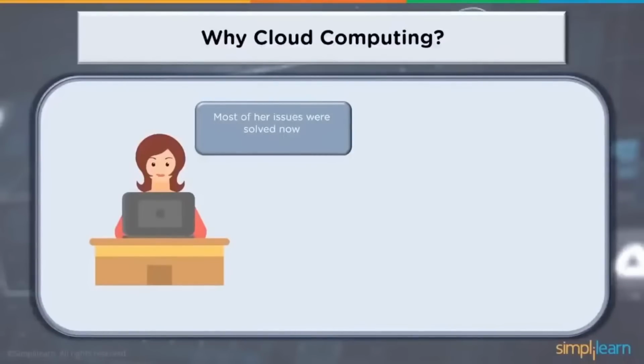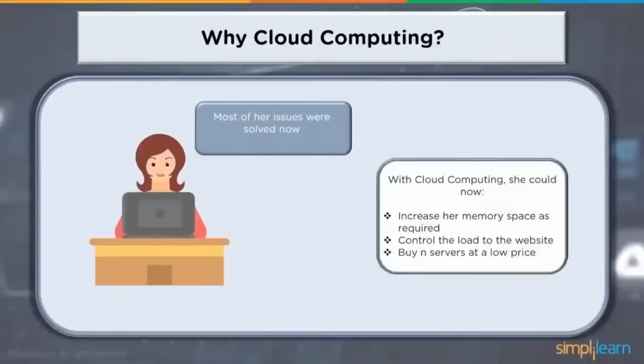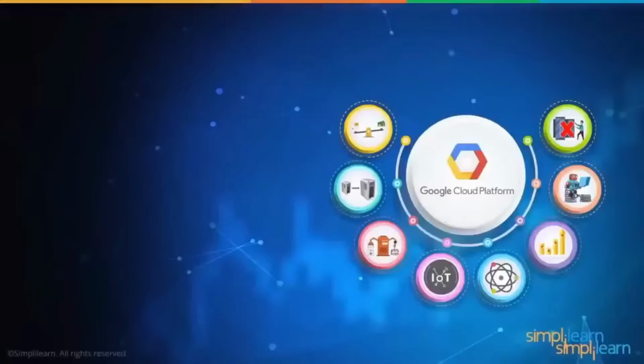Most of her issues were solved when she started using cloud computing, and with cloud computing, she could increase her memory space as required, that is on demand, control the load to the website, that is basically load balancing, and handle more requests on the website, or requests per minute, and buy servers at a lower price, that is scaling up or down based on the requirement.